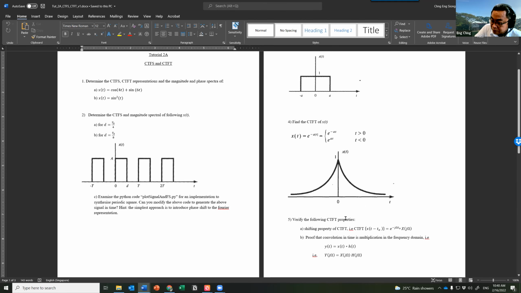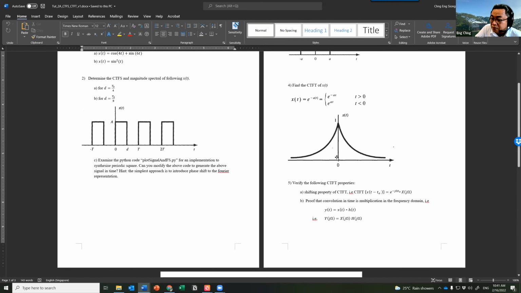All right. So tutorial 2A is a revision of what you have done in Math 2. The first 4 questions are nothing but performing continuous time Fourier series analysis and continuous time Fourier transform analysis on this kind of waveform. The last one is on properties, the shifting property and the convolution property. The answers have been given to you, so just go through a quick read, and this is assumed knowledge.